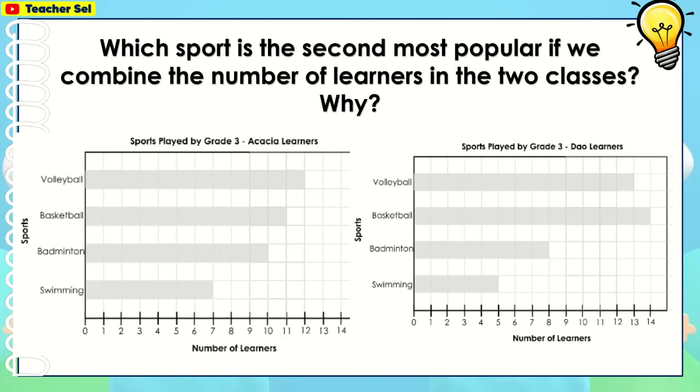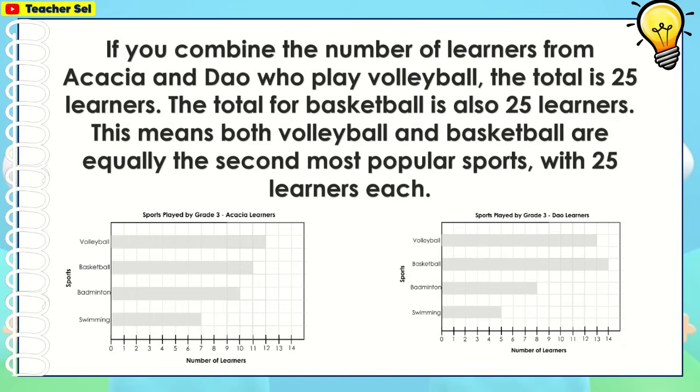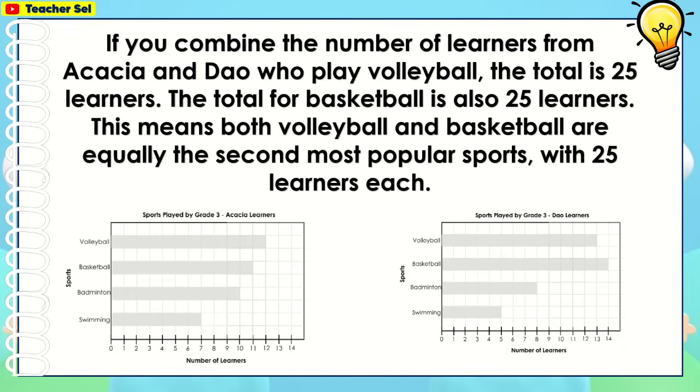Which sport is the second most popular if we combine the number of learners in the 2 classes? Why? If you combine the number of learners from Akasha and Dow who play volleyball, the total is 25 learners. The total for basketball is also 25 learners. This means both volleyball and basketball are equally the second most popular sports with 25 learners each.